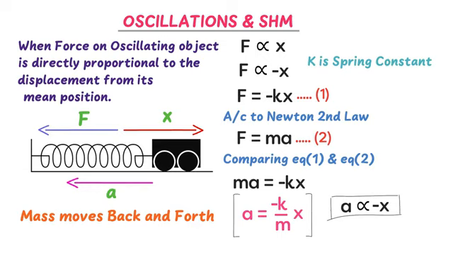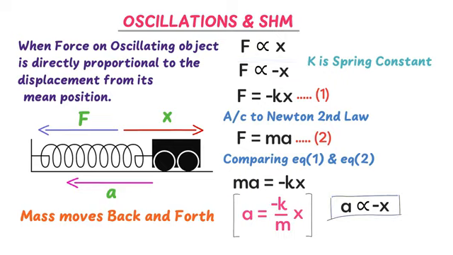Therefore, in oscillatory motion, if force is directly proportional to displacement and acceleration is also directly proportional to displacement, we also call this oscillatory motion SHM or simple harmonic motion. Remember these two properties of simple harmonic motion.